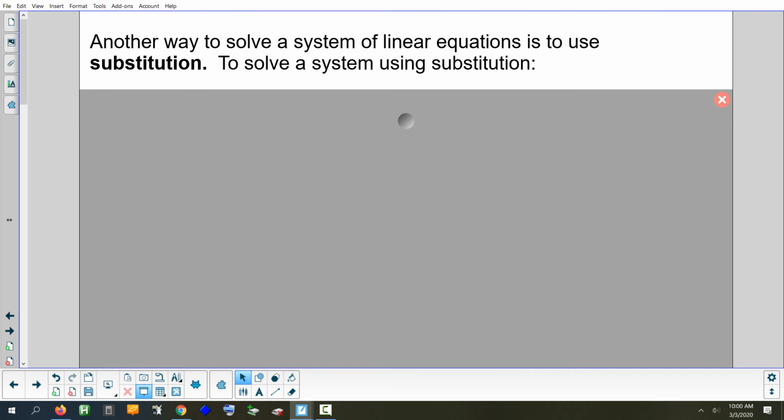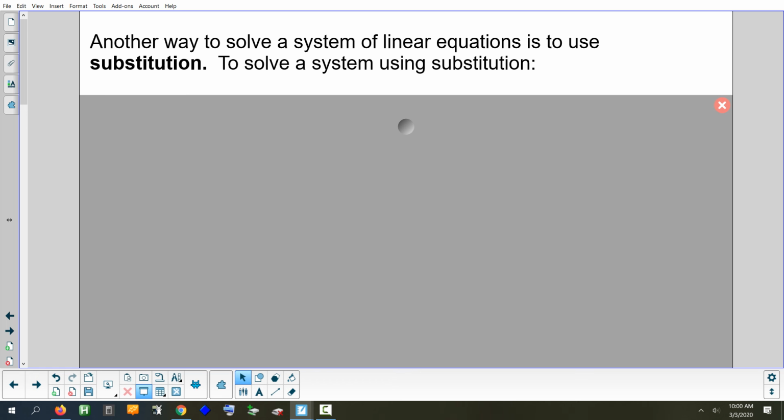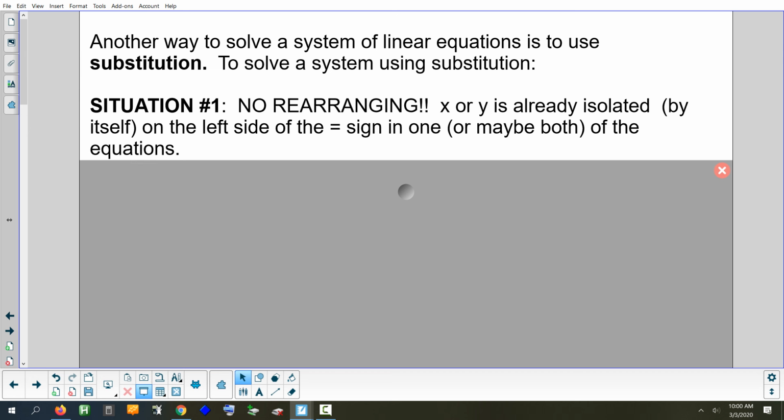So we're going to take a look at another way to solve a system. And this is what we'll spend today and tomorrow on. And this is called substitution. Okay? So when you do substitution, what I'm going to try to do is break it down into like the simplest case and then like a harder case. Okay? So on your guided notes, this is the first thing you have to write.